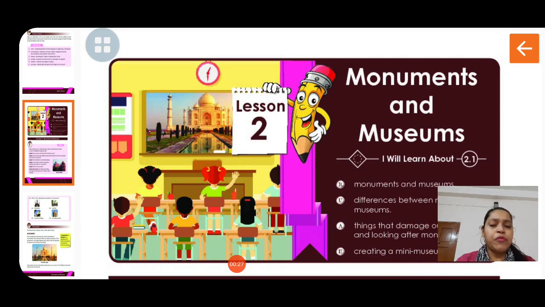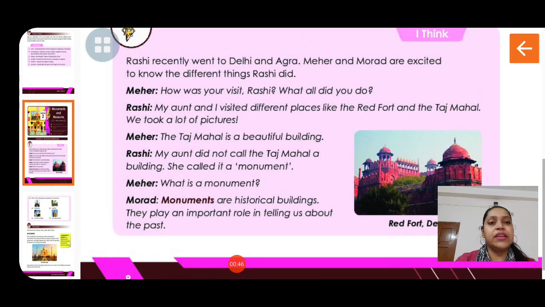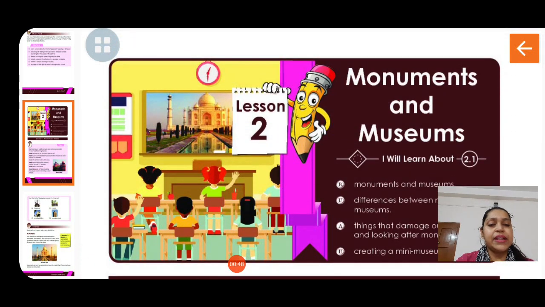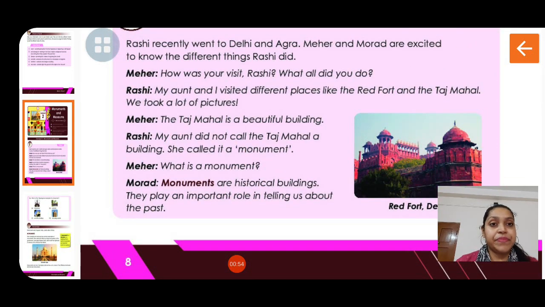So children, before discussing the question answers of the workbook, let us take a quick recap of what are the important topics of the lesson. So all of you children, take out a textbook and take out page number 8. So you can see in page number 8, lesson number 2, monuments and museums, and in the first page you can see what are monuments.